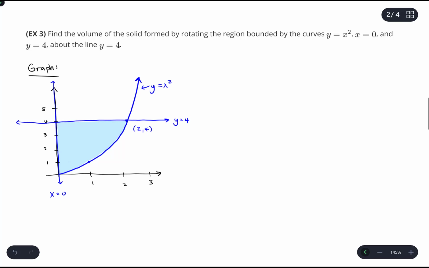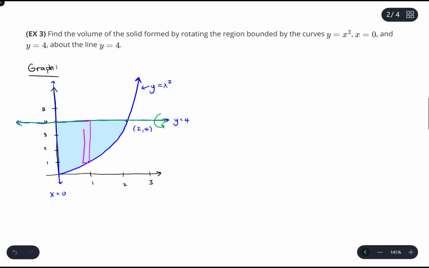And the neat thing here is that we want to rotate about the line y equals 4. So this line right here is actually our rotation axis instead of the x-axis or the y-axis, which is different because the x or the y-axis has sort of been defining the bottom of our rectangle every time. And now that's not going to be the case here. So let's see what happens. All right, I think we can work through this.